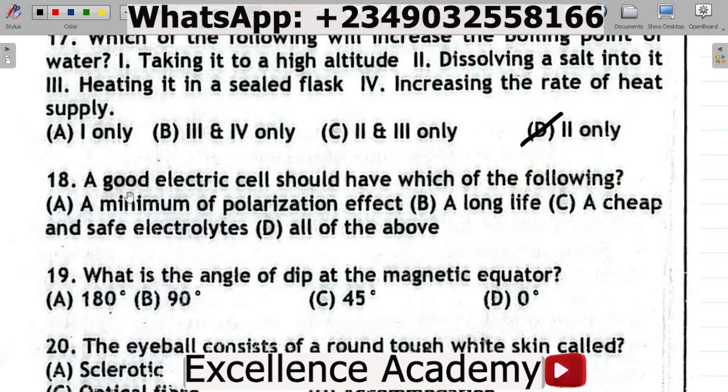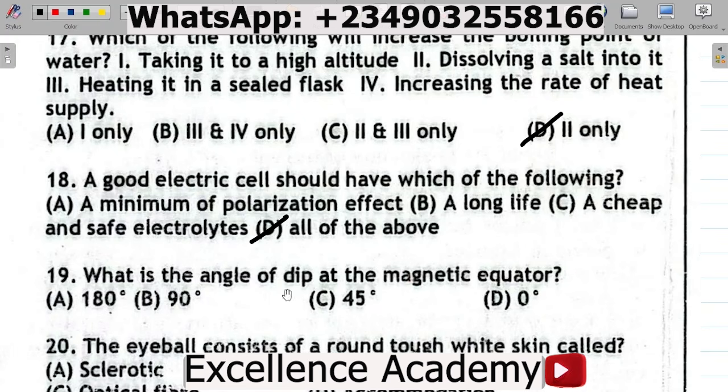Question number 18. A good electric cell should have which of the following? A, a minimum of polarization effect. B, a long life. C, a cheap and safe electrolyte. D, all of the above. And the correct answer to this would be all of the above.